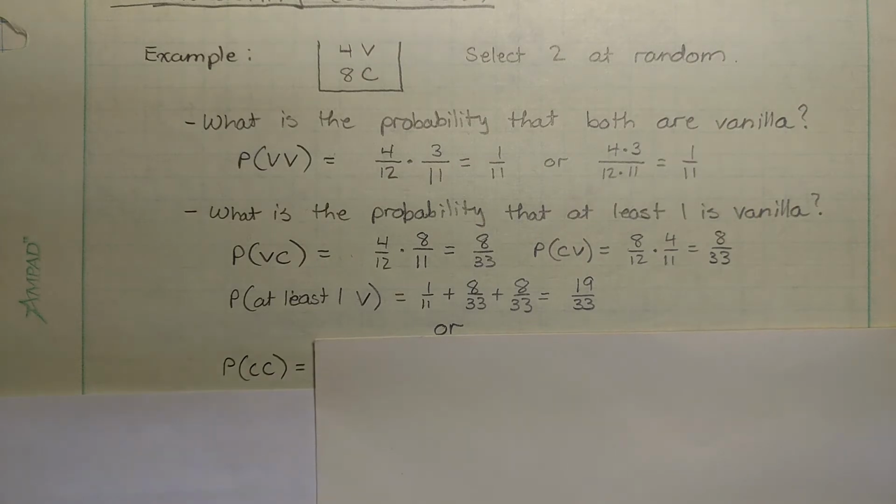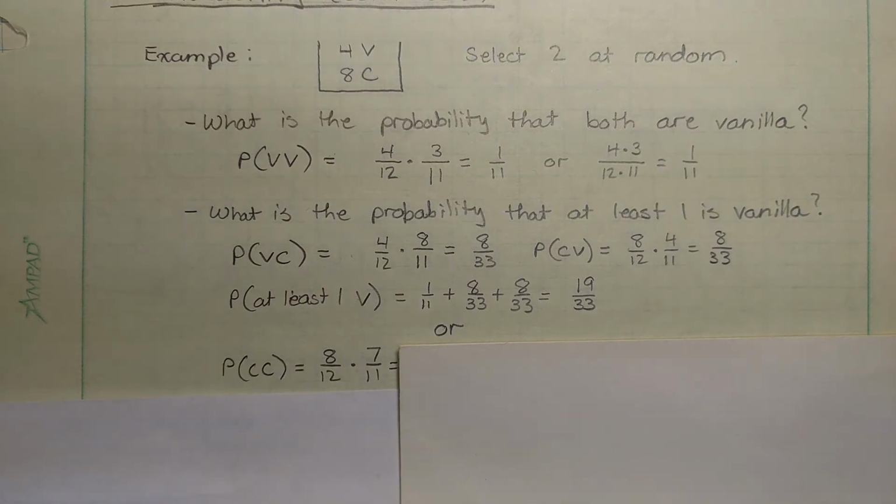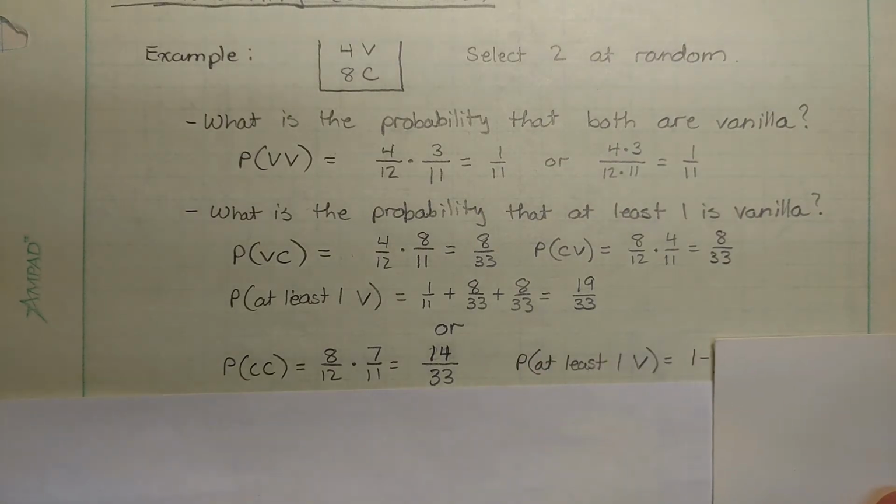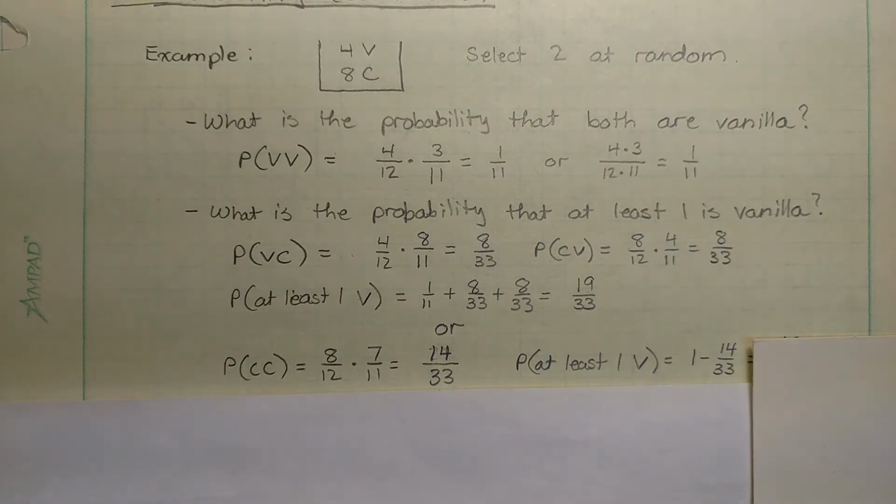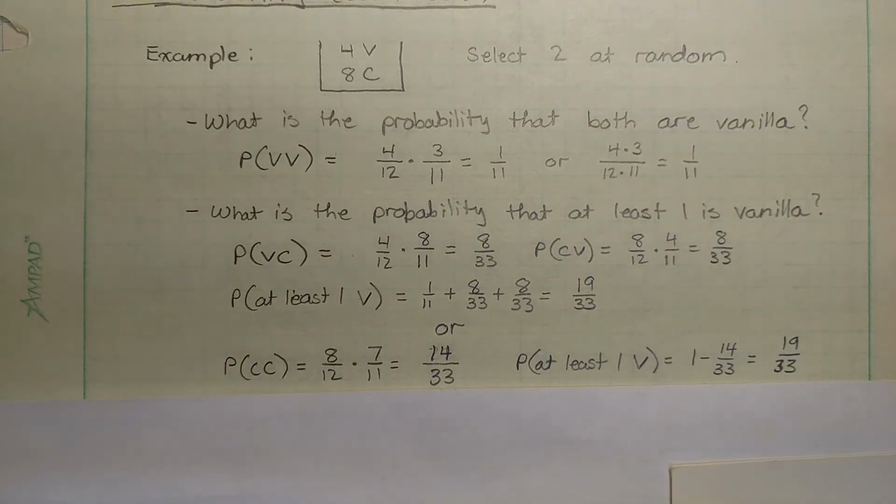So the probability of all chocolate would be chocolate and chocolate, which would be 8 out of 12. And then when you went to make your second draw, you'd have one fewer chocolate, you'd be down to 7, and you'd have one fewer total candy. So if I go ahead and figure this out and reduce it down there, I get 14 out of 33. But notice, if I take 1 minus that, because remember, the total probability is 1, I would get my 19 out of 33. Sometimes that's a lot faster way to do it.